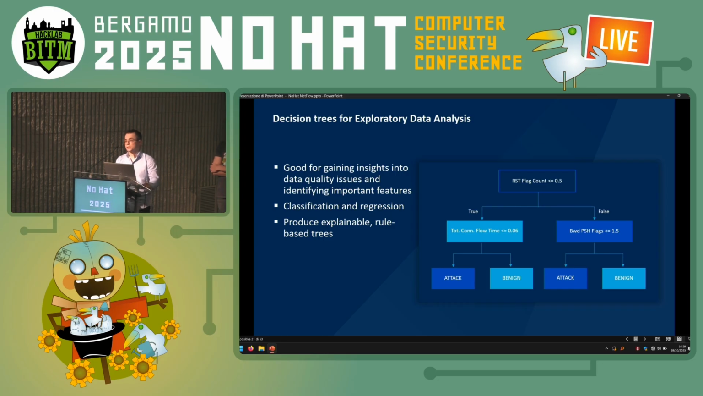So now that our data is labeled, we can perform exploratory data analysis, and there are many tools and techniques to do so. However, today I'd like to focus on how you can use decision trees to gain insights into data quality issues and identify important features. So decision trees are a supervised learning method for both classification and regression, and they produce explainable rule-based trees. So here's an example. Basically, starting from the root of the tree, you evaluate some conditions on the features until you reach a leaf where you have your prediction. In our case, it's attack or benign.